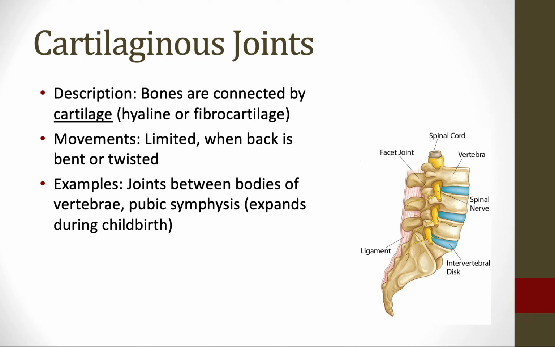Next, you have cartilaginous joints. In these joints, bones are connected by cartilage, whether hyaline or fibrocartilage. In the example shown here, you have the vertebrae that are connected by intervertebral discs that sit between the body of each vertebrae, and then you have ligaments that run all up the posterior side. The joint in between your hip bones, your pelvic bones, is called the pubic symphysis, and that expands during childbirth. That is also a cartilaginous joint.